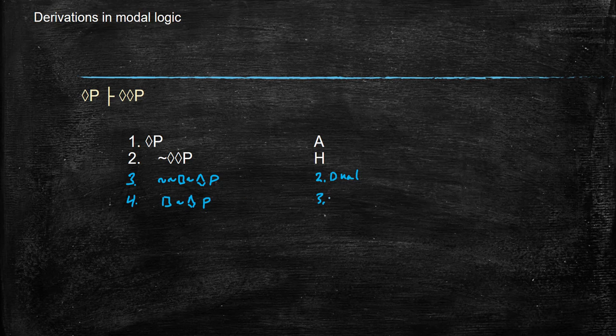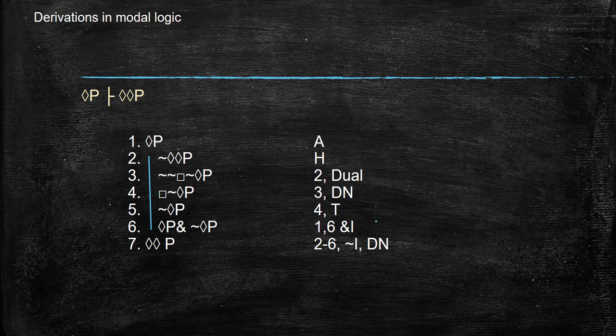So 3 double negation. That gives us not possible that P. So 4 and which rule? The T rule. And there's your contradiction between 1 and 5. And once again, just the formalities of finishing off the negation introduction proof.